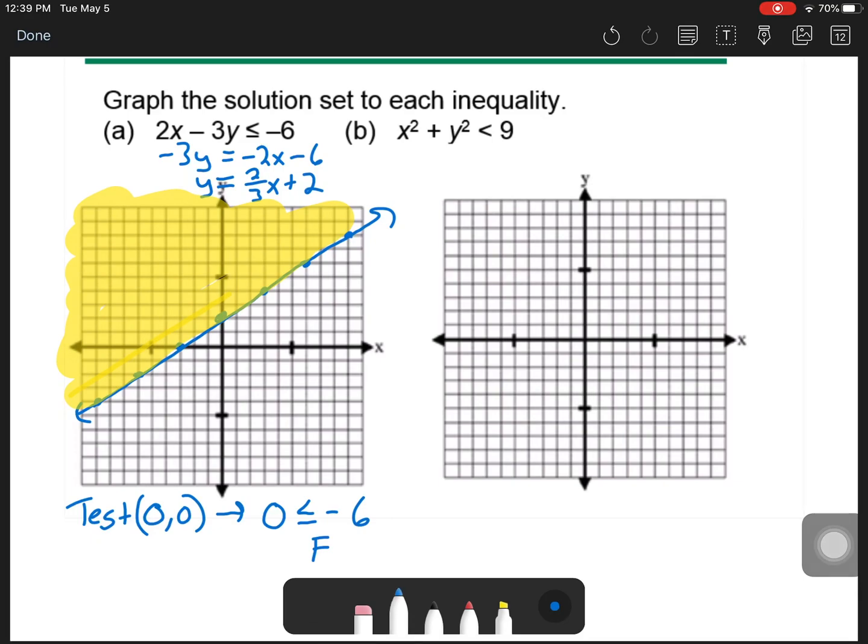Next graph. So this one you do have to recognize that it's the equation of a circle, or it's an inequality, but x squared plus y squared equals radius squared. That's the general equation of a circle with the center at the origin. Okay, so center at the origin, and r squared equals 9, which means the radius is 3. I would go 3 each direction.